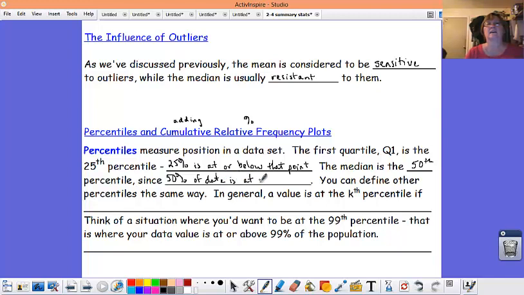At or below is probably the better way to say that. You can define other percentiles the same way. In general, a value is at the kth percentile if k percent of data is at or below that point.